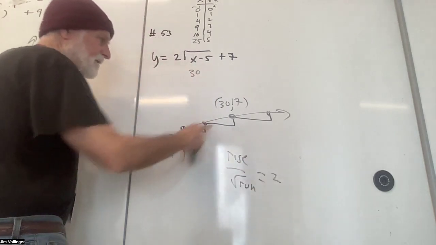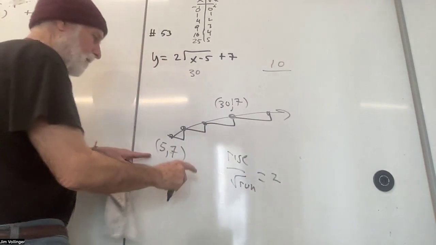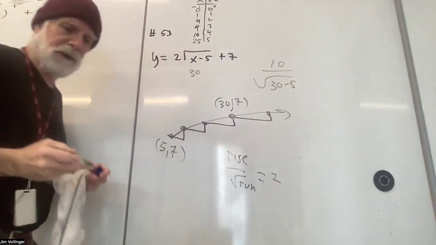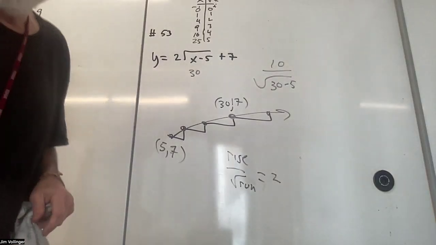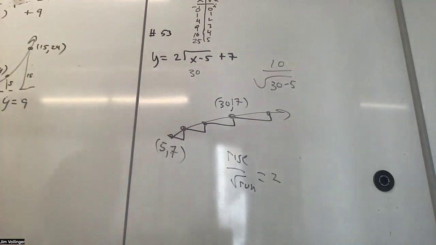So what's my rise? 7 to 17, 10 units. Square root of run. The square root of 30 minus 5. Well, you do the math while I look for another marker. Oh, God, that's the one that's dead. Let's see. Almost done. Okay, another marker here. Got to start getting some refills.